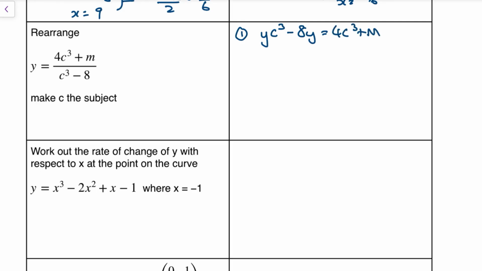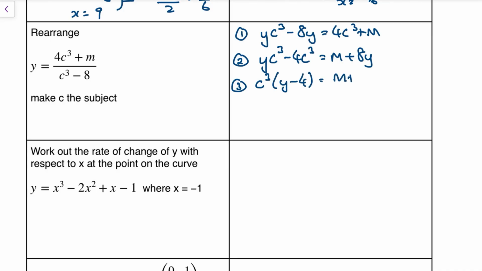Then I'm going to move everything that's a c cubed to the left and everything that's not a c cubed to the right. So that's going to give me yc cubed minus 4c cubed is equal to m plus 8y. Then I'm going to collect my c cubes, in other words, factorize out the c cubed. So c cubed (y minus 4) is equal to m plus 8y. Divide by the thing in the bracket, and that tells you that c cubed is equal to (m plus 8y) divided by (y minus 4).